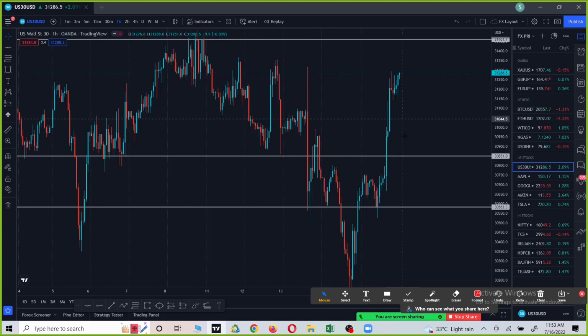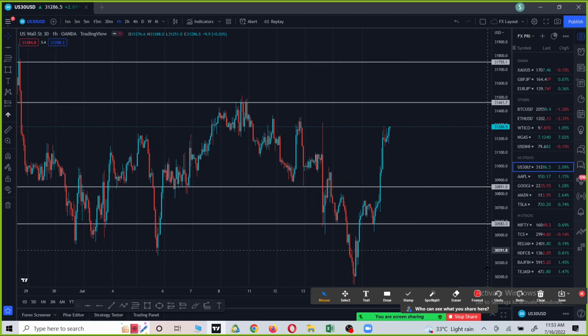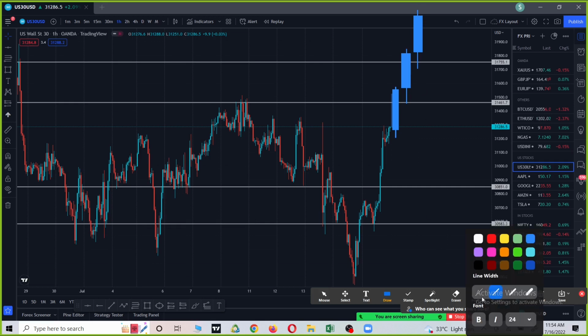We can wait for the price to give us a break and close below that area in order to look for the short trade. So let's see what we are expecting. In terms of the expectations, we expect the price to give us a break and close above this resistance. If we get that, let the price make the bottom wick. We can move to the next resistance, something like this.